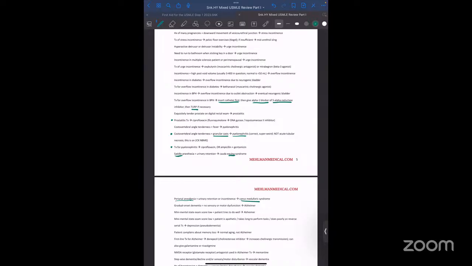Gradual onset dementia plus no sensory or motor dysfunction, Alzheimer's, gradual onset. MMSE, mini mental state exam score is low. Patient tries to do well. That's Alzheimer's as well. MMSE score low, plus patient is apathetic or takes long to perform tasks, does poorly on reverse serial 7s. This is depression or pseudo dementia.